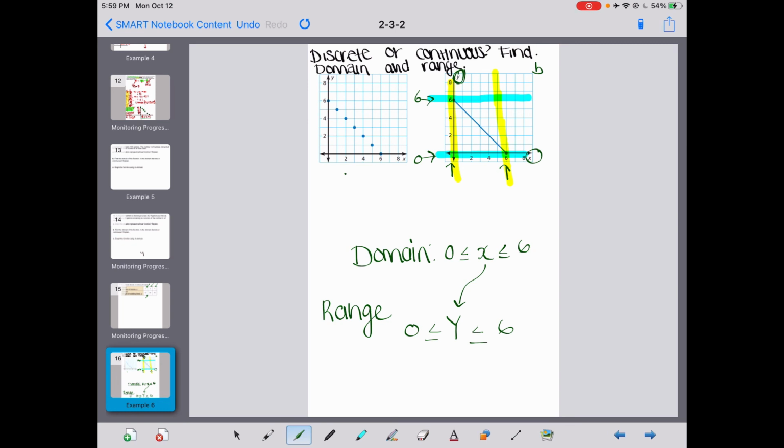The domain and range of a discrete function, you can list the values. So you always want to list the coordinates here, and all you're doing is in the brackets listing all the possible x values and all the possible y values. There's no inequalities in a discrete function. So we went over those a few times at this point, so we'll practice it a little more in class.